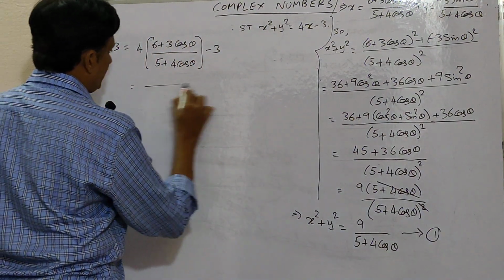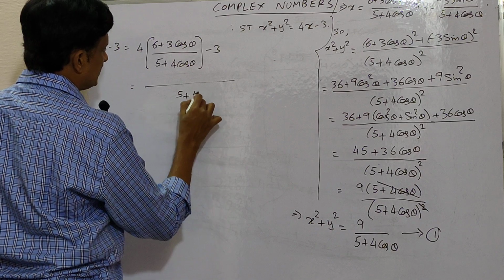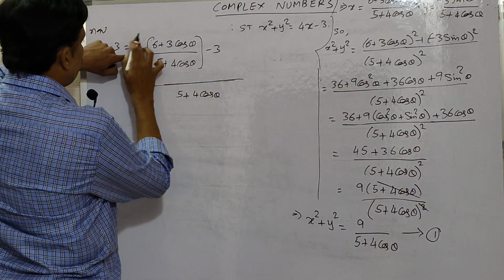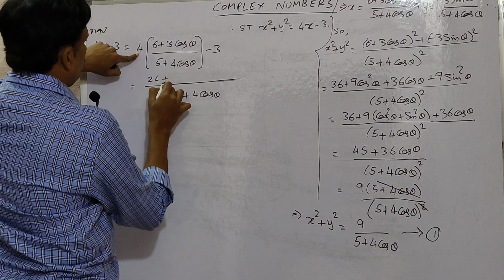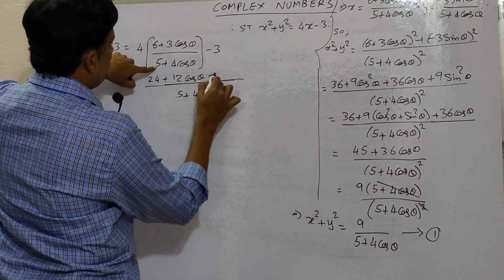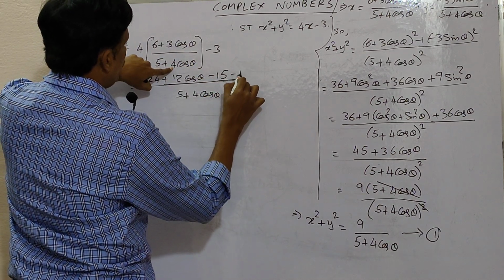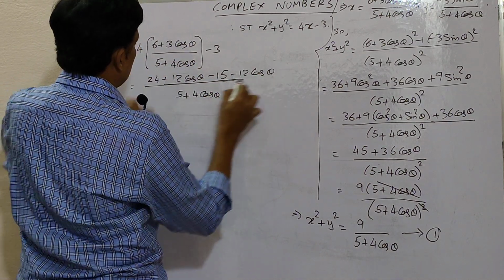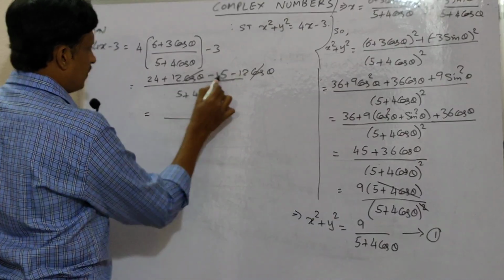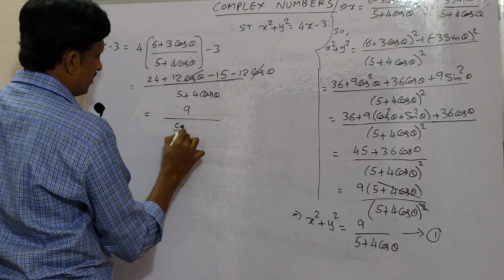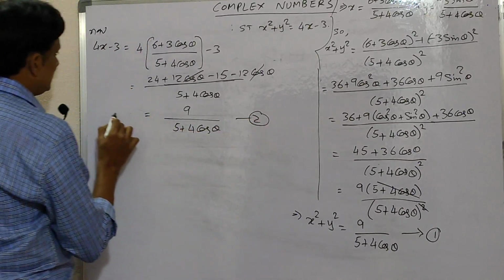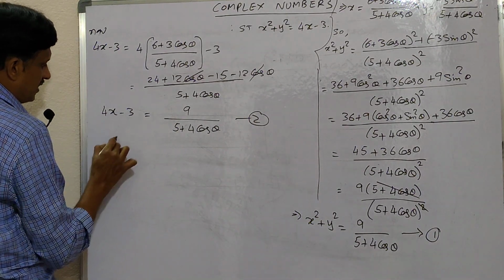We'll see. So here the LCM is 5 plus 4 cos theta. And here it is 4 into 6, 24, plus 4 into 3, 12 cos theta, minus 3 into 5, 15, minus 3 into 4, 12 cos theta. You can say that these two get cancelled, and the numerator is 24 minus 15, that is 9 by 5 plus 4 cos theta. This is equation 2, which is the value of 4x minus 3.